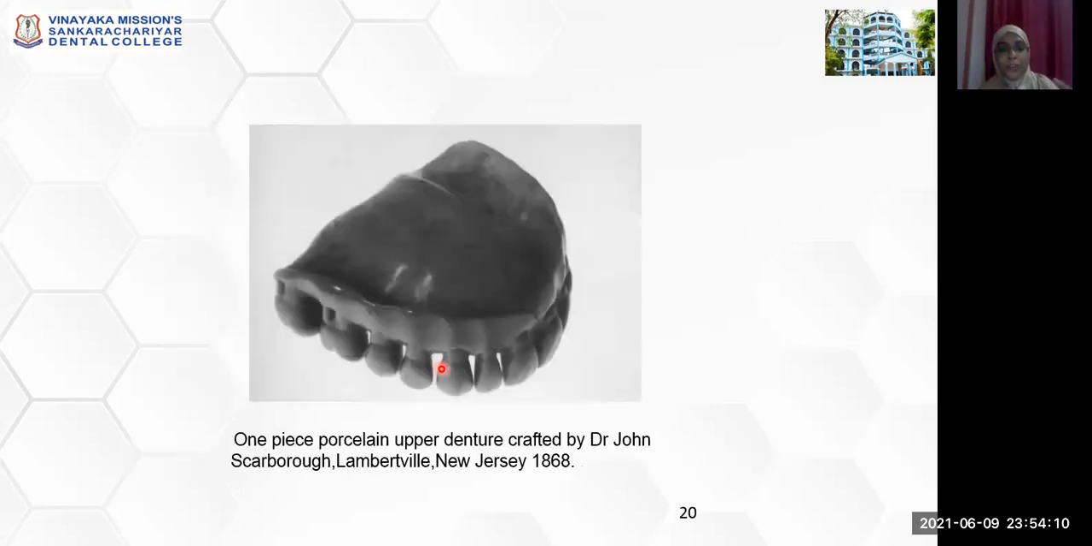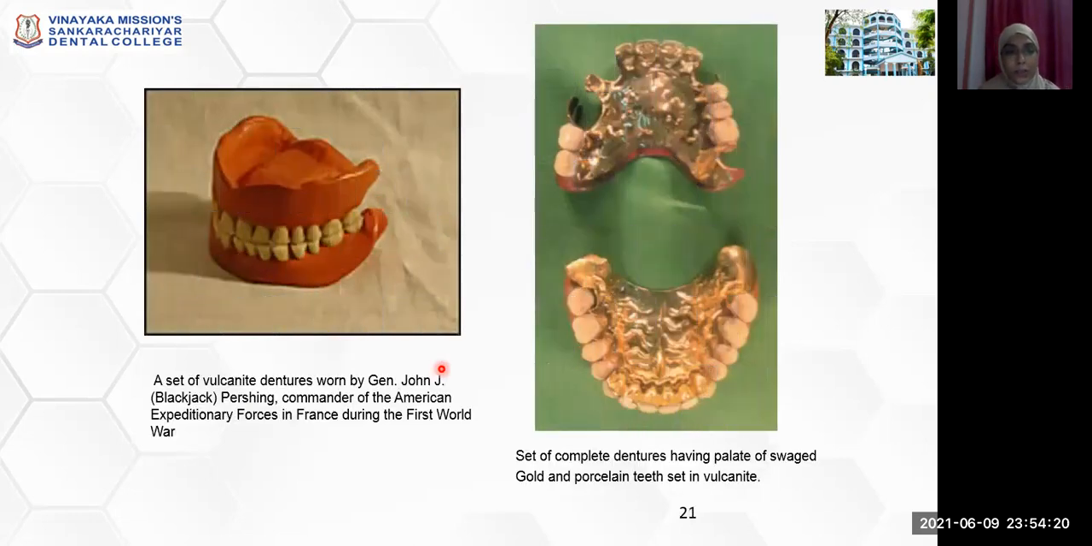Okay. So here you can see this is a porcelain denture, where the entire denture base and the teeth both are made up of porcelain. Okay. So here this is a set of vulcanite dentures, okay, which was worn by General John J. Pershing.